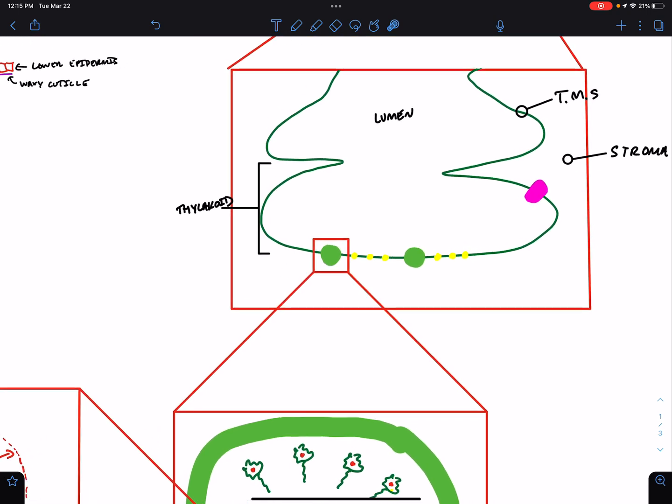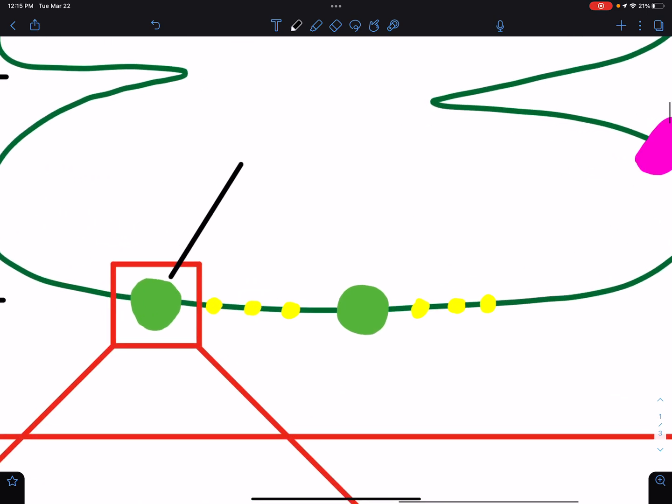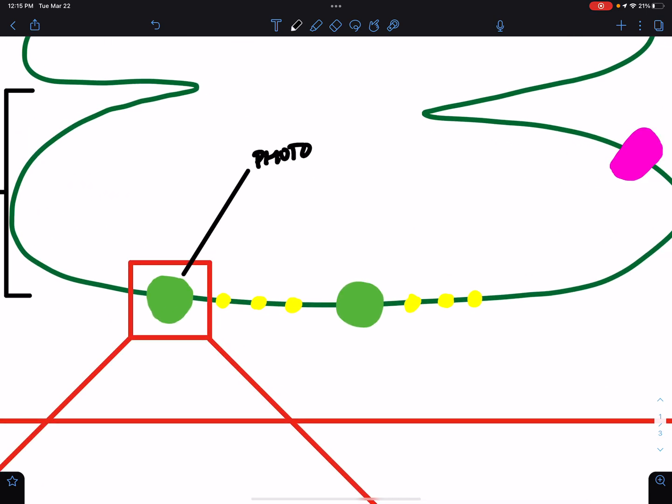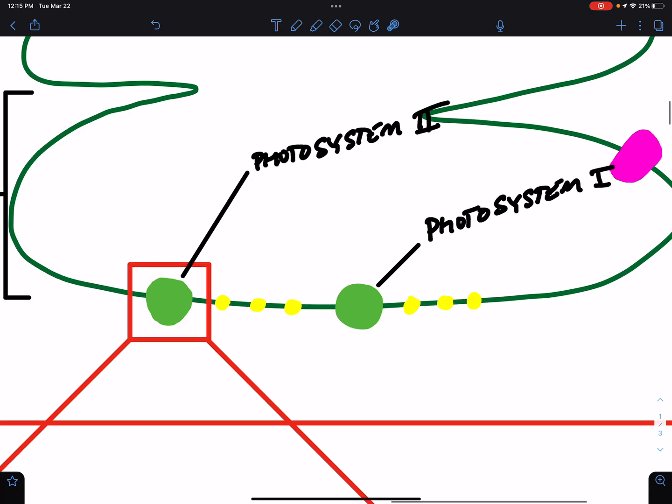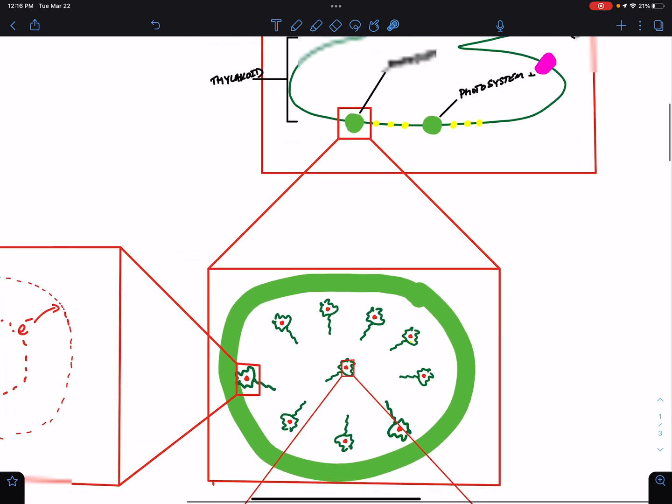The first green dot, unfortunately, is called photosystem 2. And the second green dot, unfortunately, is called photosystem 1. Photosystem 2 is first in the chain, but photosystem 1 was discovered first, which is why they are labeled so annoyingly. Okay, so we'll start with photosystem 1. Let's dive into what it actually is.